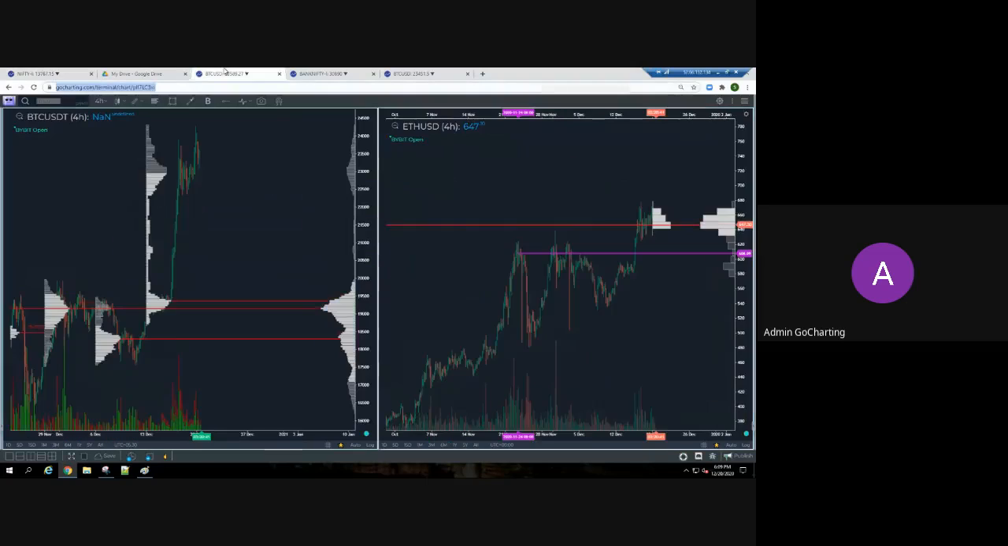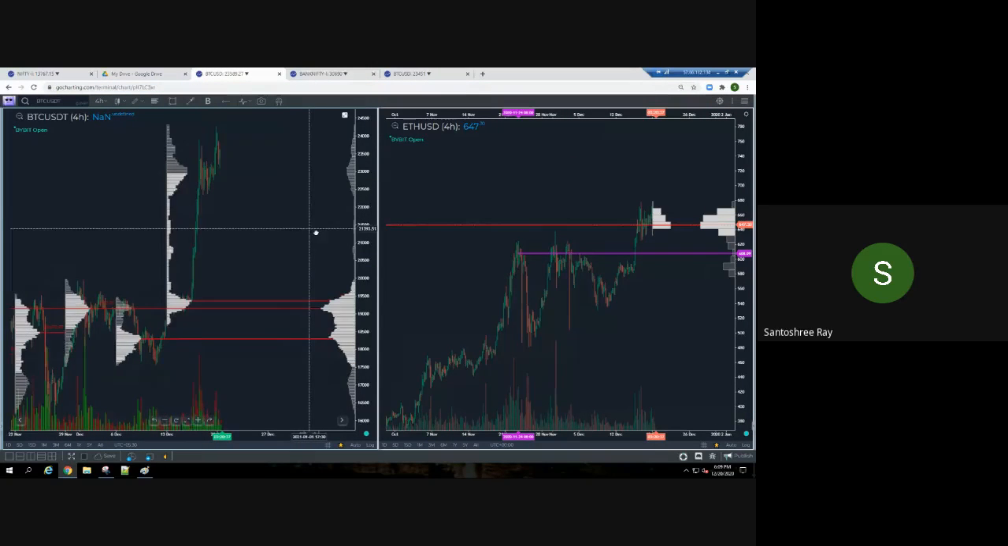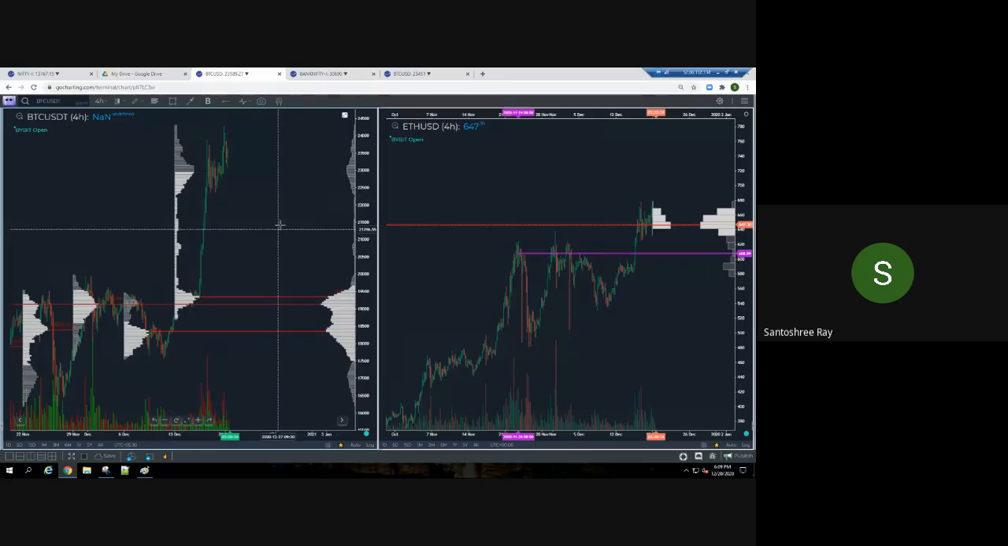Yeah, I think we are recording the session, so there will be people who will be interested in. Great. So this is the profile chart on Bitcoin.